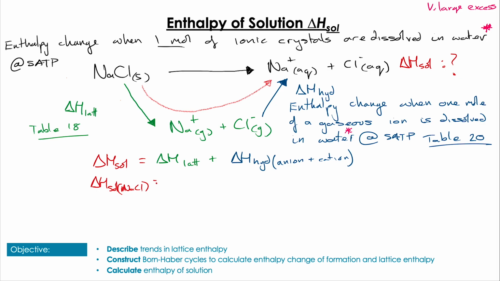So on table 18, it shows us that the lattice enthalpy of NaCl is plus 790, and on table 20, it shows us that the enthalpy of hydration of the chlorine is minus 359, and the enthalpy of hydration of sodium is minus 242. And we can resolve for that and we get plus 7 kilojoules per mole.